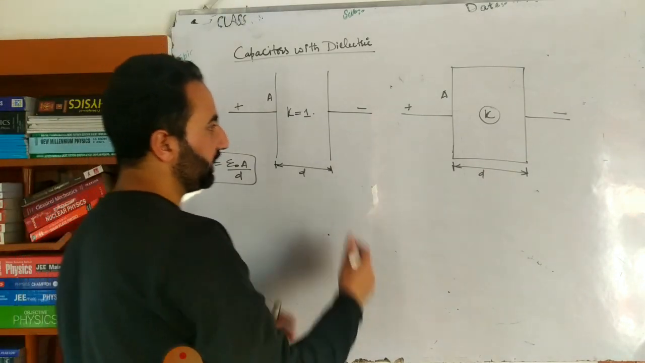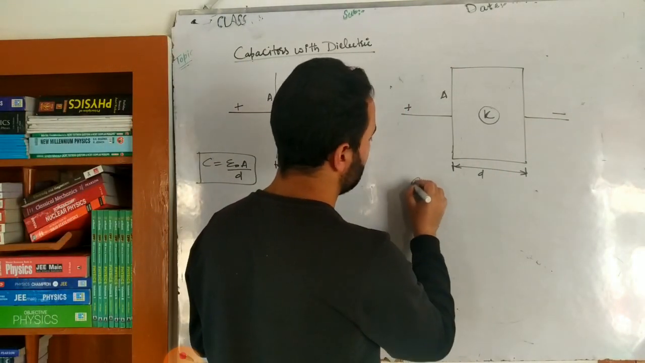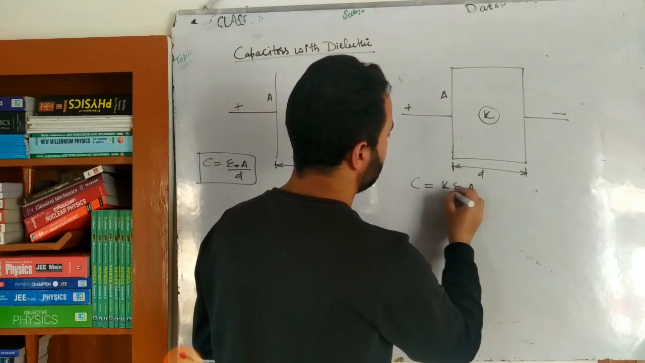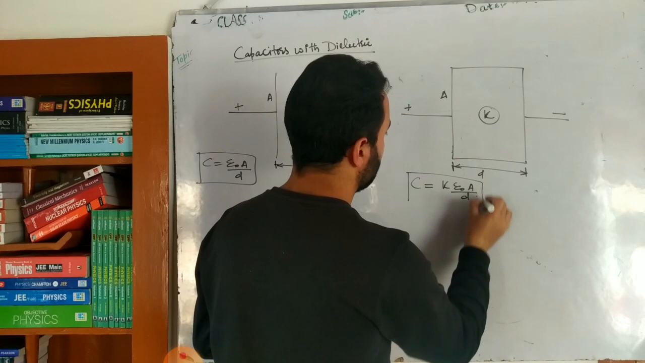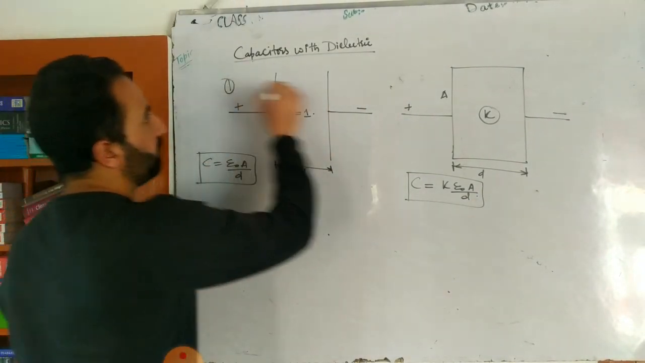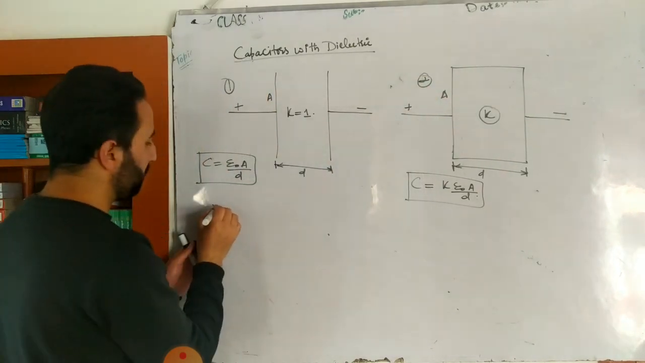Capacitance. Now we have already calculated that in this very case, if you remember, capacitance is equal to K into epsilon 0 A divided by D. Okay, we have already calculated this. Then there is one more. So this is example number 1, example number 2, example number 3.